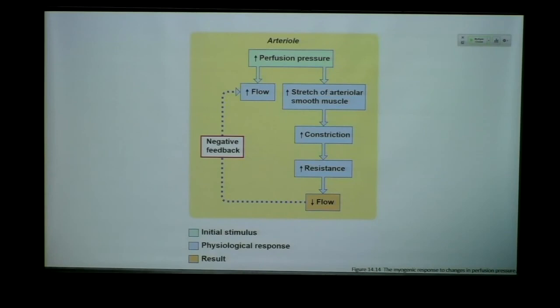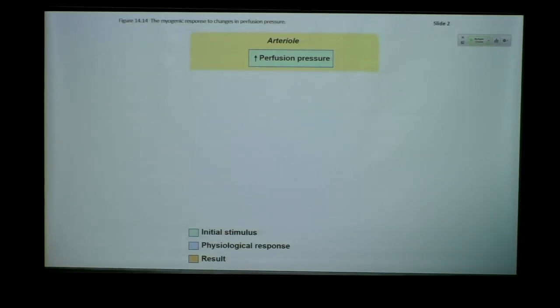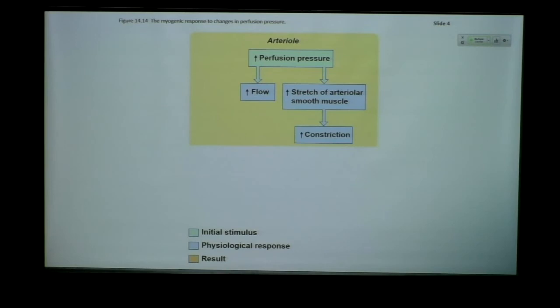Okay, let's keep going. So this flow chart will kind of walk us through an example of that. So I increase perfusion pressure. That increases flow to the arteriole. The arteriole smooth muscle will stretch to accept that flow. And then the arteriole smooth muscle will constrict on itself as a reaction to that excess flow. And that will help to increase the resistance, right? And that will decrease the flow. So the reaction to excess flow is to decrease the flow. I hope that makes sense.